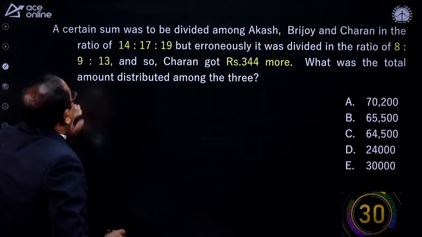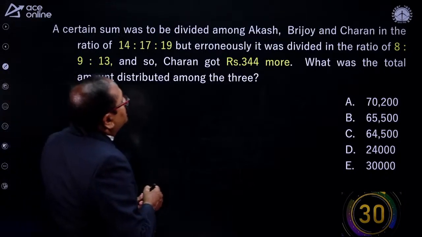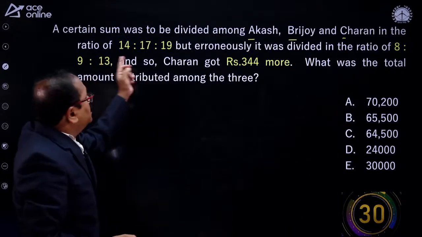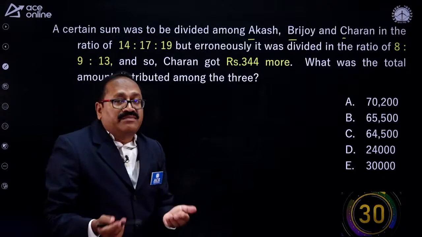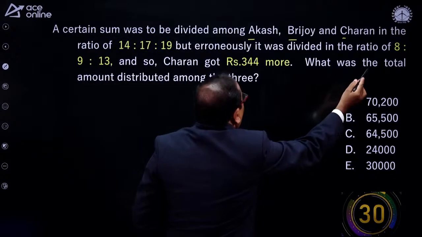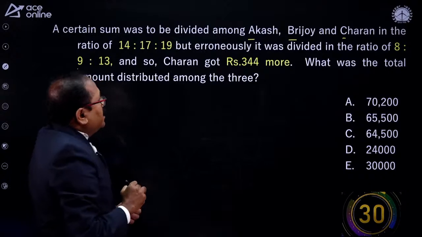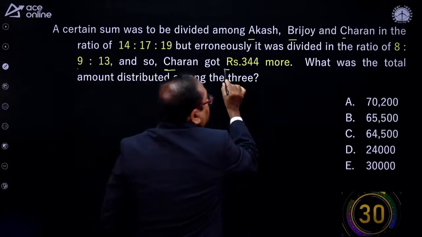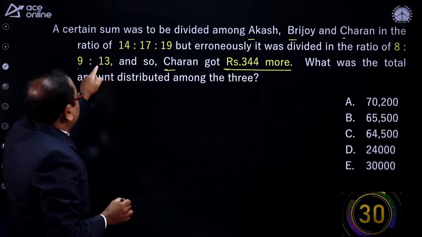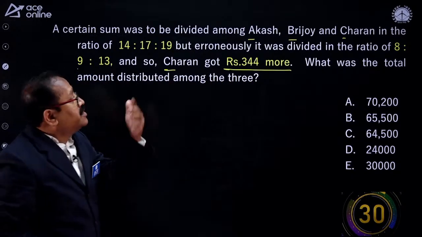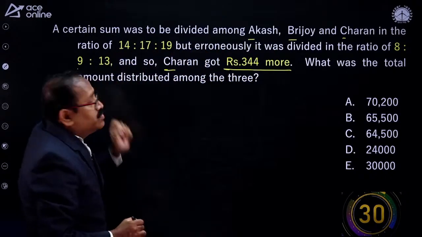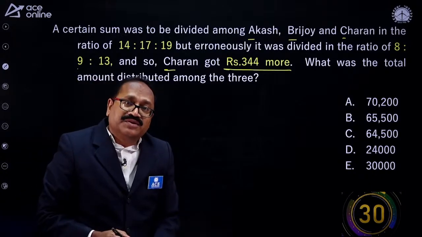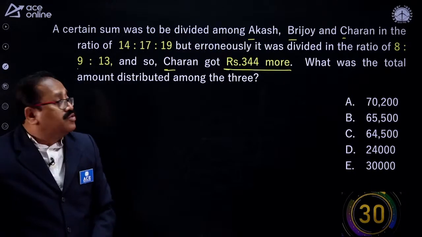Okay, what is this? A certain sum was to be distributed among A, B and C in this ratio, but erroneously, by mistake, it was divided in the ratio of 8:9:13. As a result, C got 344 more. That means in the second distribution, that part is greater than the first ratio distribution. So you are asked to find out the total amount distributed. I am sure, my young friend, you will be able to do it.